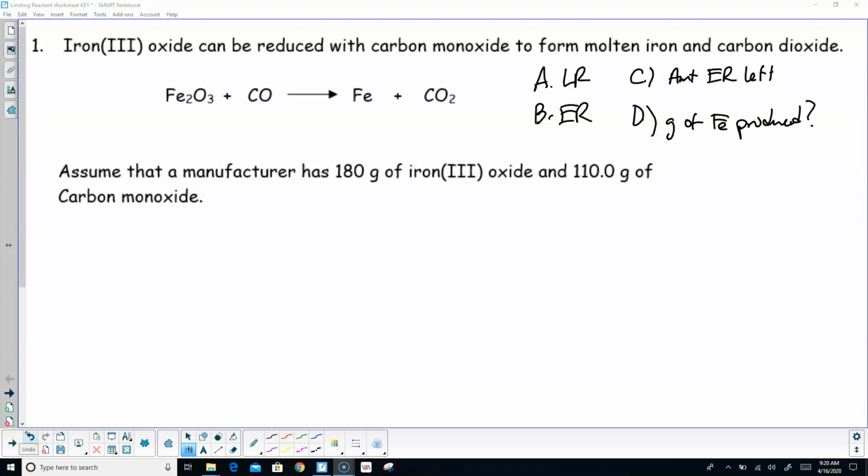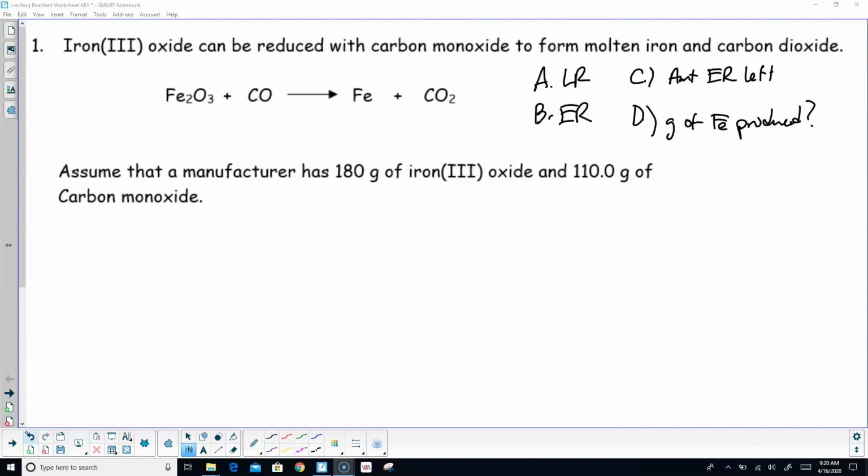All right, this is the video guide for the limiting reactant worksheet. So you'll notice here what we're trying to solve. We want to know the limiting reactant, excess reactant, the amount of excess reactant left over, and the grams of iron that are actually produced. So let's take a look at this.